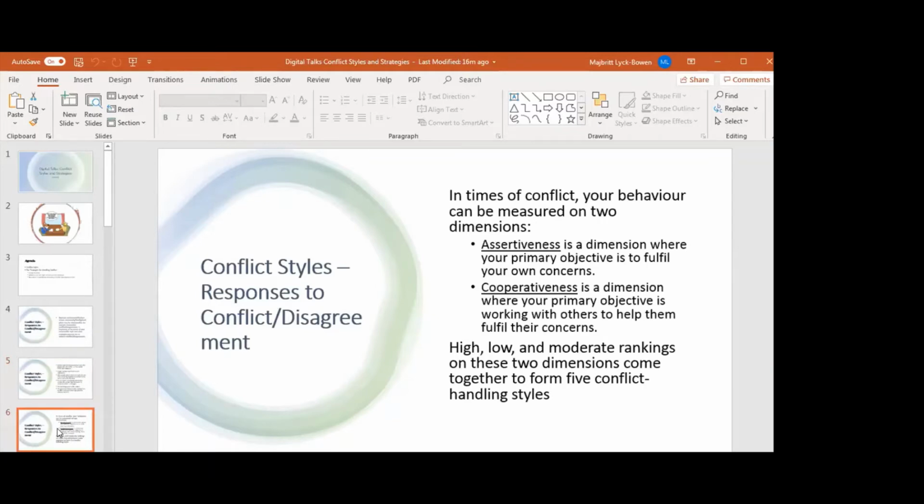Yeah, so we have two different dimensions. One is sometimes called assertiveness. That's basically the dimension where your primary objective is to fulfill your own concerns, and this is what you're concerned about yourself. This is in situations where you definitely know you want to get things your way. The other one is sometimes called cooperativeness, and that is obviously where you are more considering what other people think about it as well, and you're trying to help them come up with a solution, or help each other come up with a solution where both of you are concerned. So we basically end up with a situation where we have high, low, and moderate rankings of these two different dimensions.